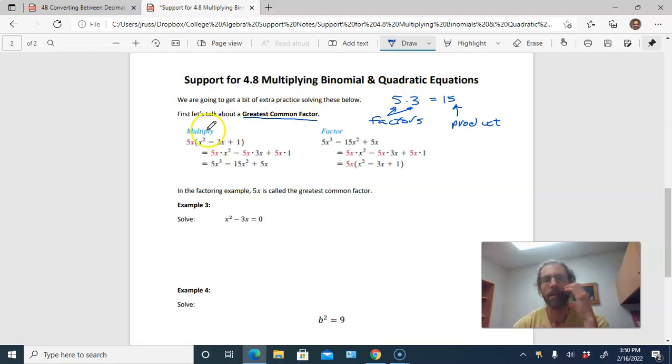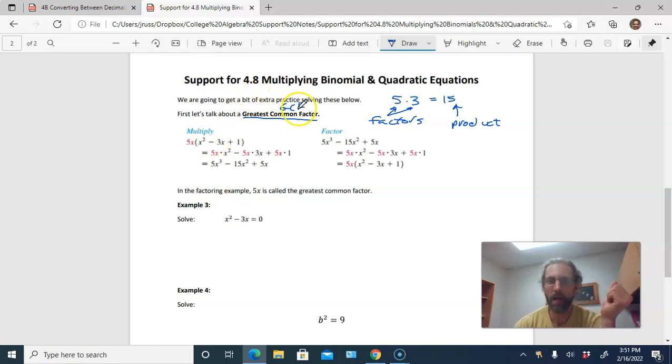All right, now look at this example right here. So we've got 5x times this trinomial that's in parentheses. So the way you multiply, if you remember, is you distribute this 5x. So you multiply all three of these terms by 5x. And if you do that, you get this new trinomial. Okay. Well, factoring, guys, taking out what's called the greatest common factor, and sometimes you'll see it referred to as an acronym, just the GCF.